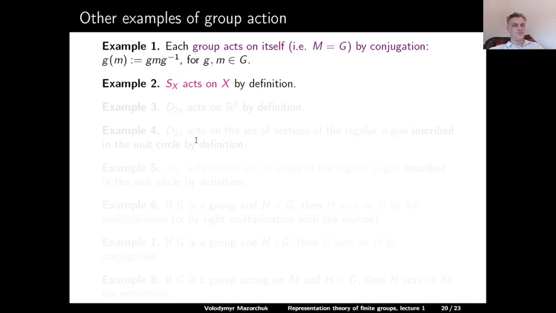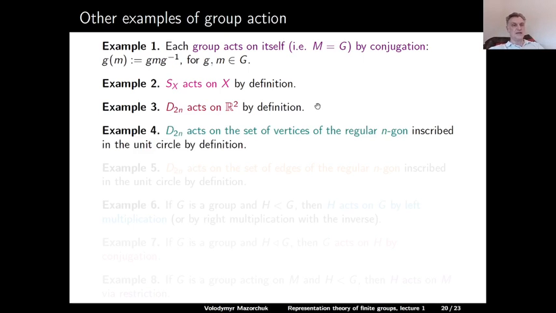Example 2, S_X acts on X by definition. We already realized each element as a transformation on X. So the action is given by the identity homomorphism from S_X to S_X. Next example, D_2n acts on R^2 by definition. Again, an element of the dihedral group is by definition a transformation of R^2.